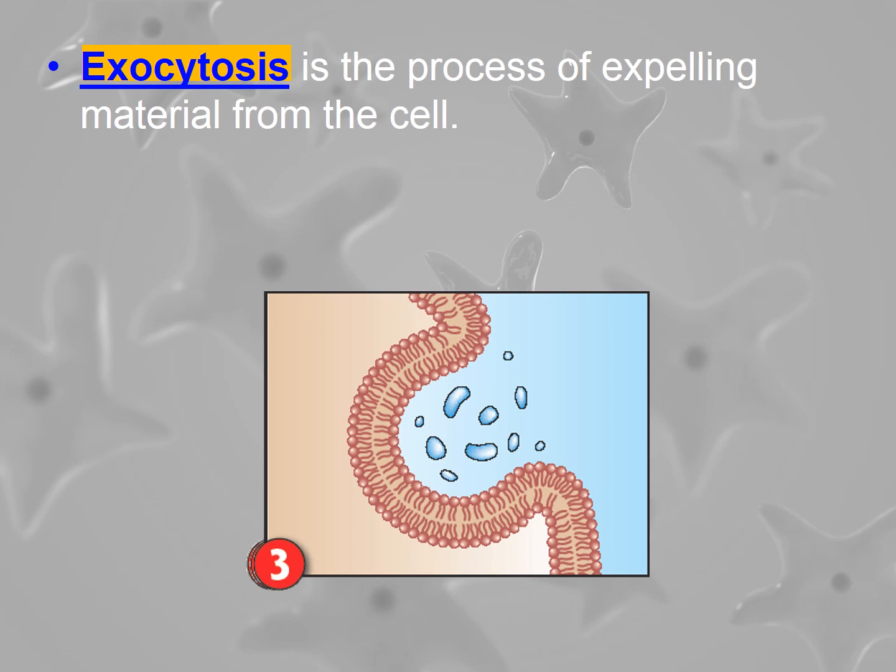Okay, so exocytosis. This is the process of expelling material from the cell. It's kind of getting rid of waste. It's getting rid of large amounts of materials.